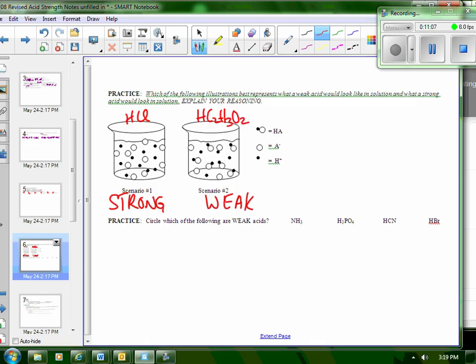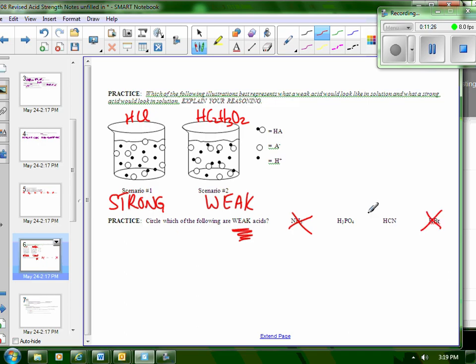Okay, I hope you got that right. Right, so this other practice, which of the following are weak acids? Well, this one's out because it doesn't even start with an H. That's actually ammonia, which is a weak base. These are definitely all acids. HBr, that's one of the big six.